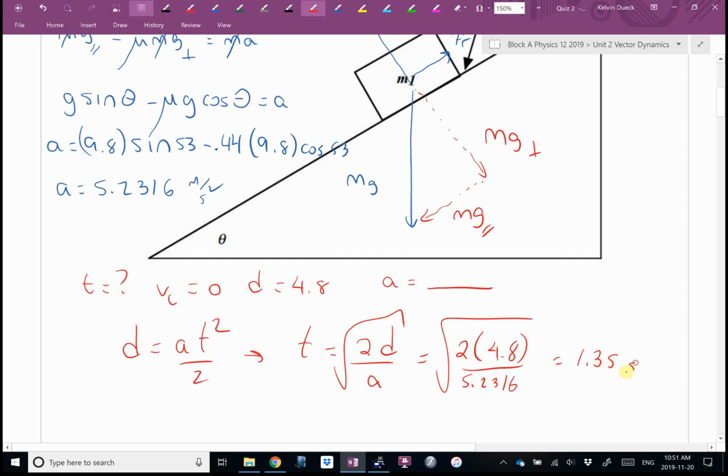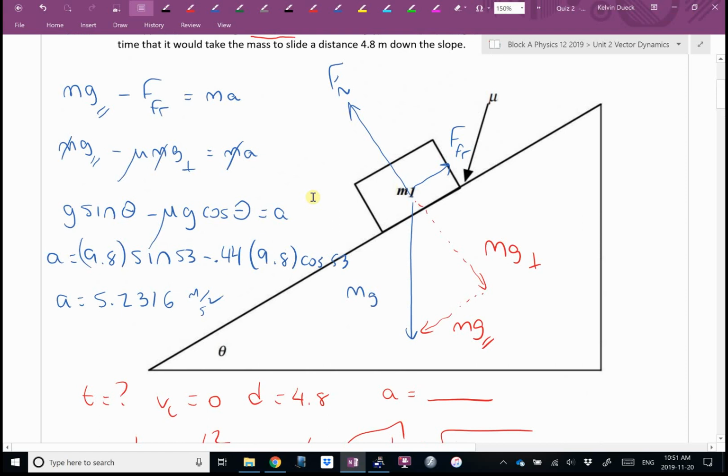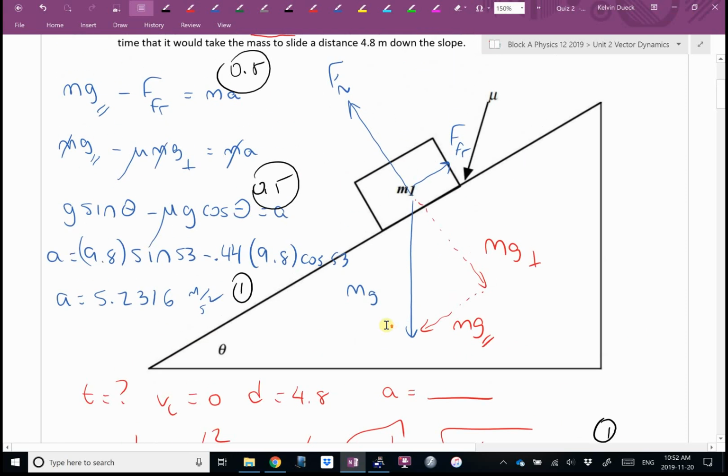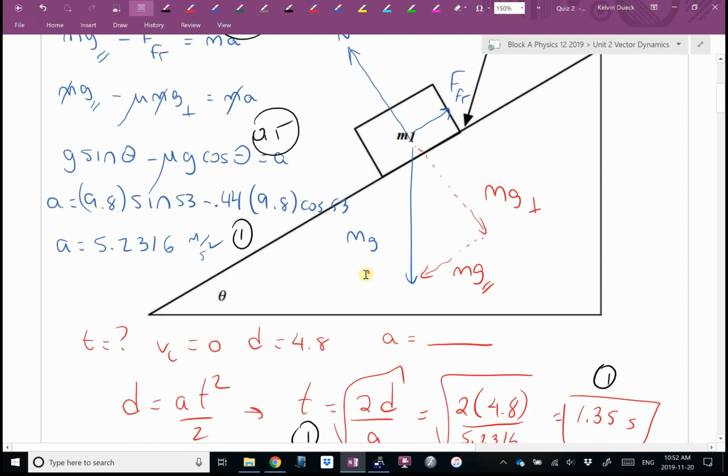If you got that, I would give you 4 out of 4. Otherwise, I would probably go something like half a mark if I saw that, a half mark if I saw that. I would give you 1 mark for finding acceleration. 1 mark if I saw that equation, and then 1 mark for the answer. If you got the wrong acceleration, but you did this successfully, that would get you 2 out of 4, and then we'd have to look and see where you made your mistake.